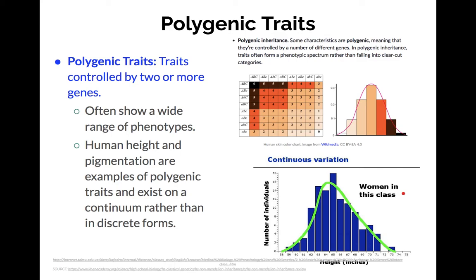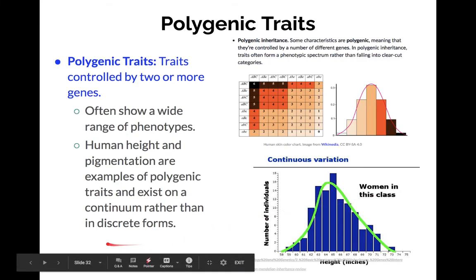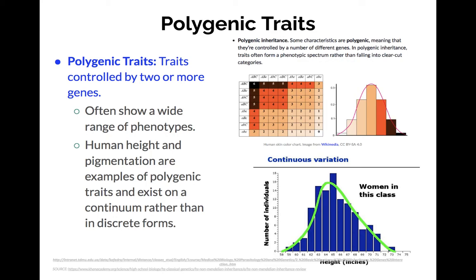All right, last couple things. So, polygenic traits are traits controlled by two or more genes, and they often show a wide range of phenotypes. Some common examples of polygenic traits are human height and pigmentation of skin. And remember, many traits, whenever we look at things like humans, animals, exist on a continuum rather than in discrete forms. And by discrete forms, we mean simple dominant and recessive, right? If brown eyes were just simple dominance over blue eyes, there wouldn't be such a wide variety of eye colors.